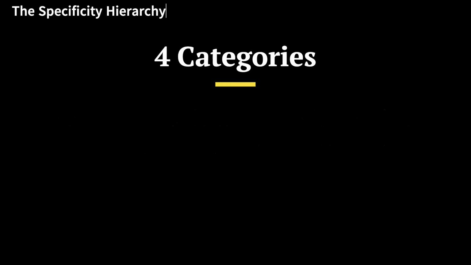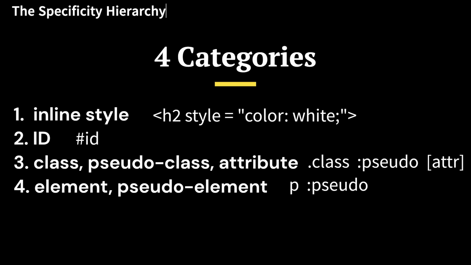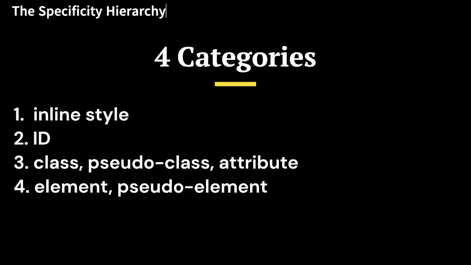Generally, there are 4 categories defining the specificity hierarchy. In the order of highest to lowest specificity, they are 1. Inline styles, 2. IDs, 3. Classes, attributes, and pseudo-classes, and lastly 4. Elements and pseudo-elements. Each inline style has 1000 specificity value, each ID has 100 specificity value, each class, attribute, and pseudo-class has 10 specificity value, and each element and pseudo-element has 1 specificity value.